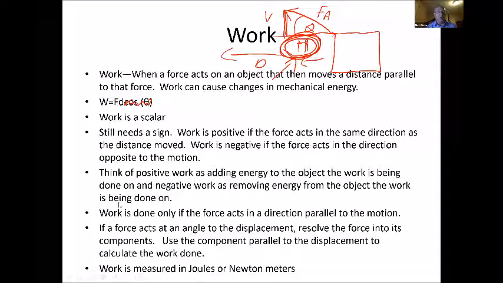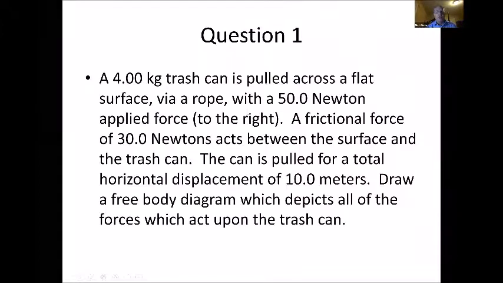And like I said, if you guys have questions, stop me. I'll be glad to answer them for you. All right, so we've got a question here. So let's go back to the Zoom screen now.